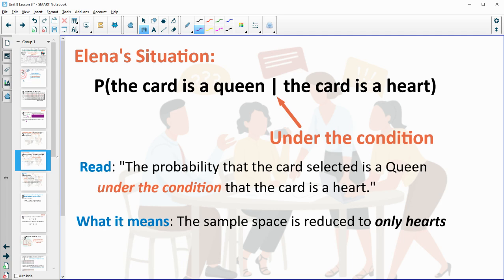So here's that situation for Elena. So the probability that the card is a queen under the condition, so this straight line here means under the condition. So when you see that in a probability, it's read under the condition, the card is a heart. So this is what we know has happened. So this is going to reduce our sample space. So we would read this, the probability that the card selected is a queen under the condition that the card is a heart. And what it means is the sample space is reduced to only the hearts. We're looking just at the hearts now.